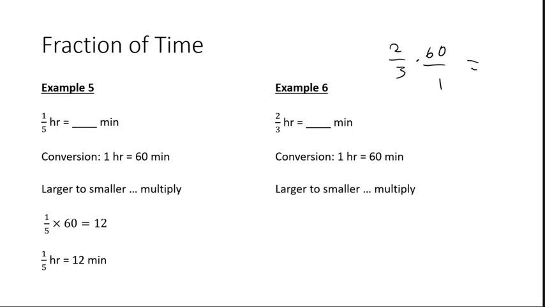All right, and when you multiply, you could multiply first and then simplify, or you could always simplify before you multiply. So if you simplify first, what that would look like is, remember, you would do the 60 and the 3 on the top and the bottom. Those can both be divided by 3. When you do that, divide both by 3, we get 20 and 1. So we get 2 times 20, which is 40, over 1 times 1, which is 1. So the answer is going to be 40. So 2/3 of an hour would equal 40 minutes.